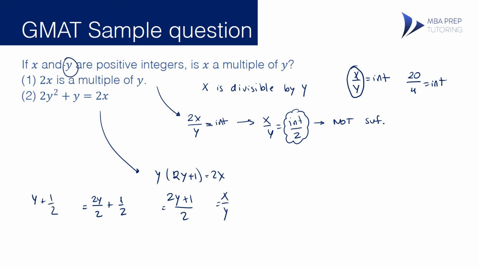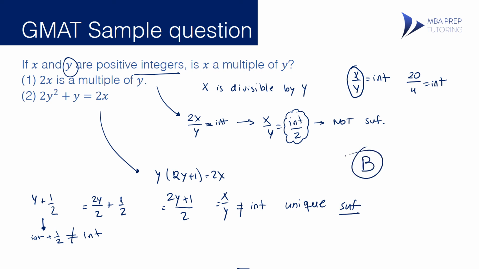Now, since y is an integer, what I'm going to have here is an integer plus 1/2. And this is never an integer. So you can say that x over y is never going to be an integer, but that answer is unique, right? It's always going to be a no. So that means that it's going to be sufficient. So we have letter B.